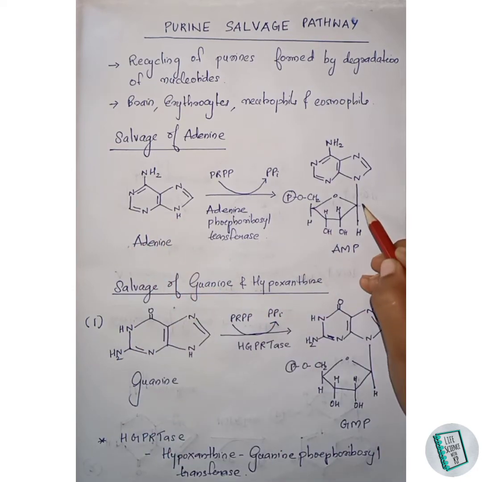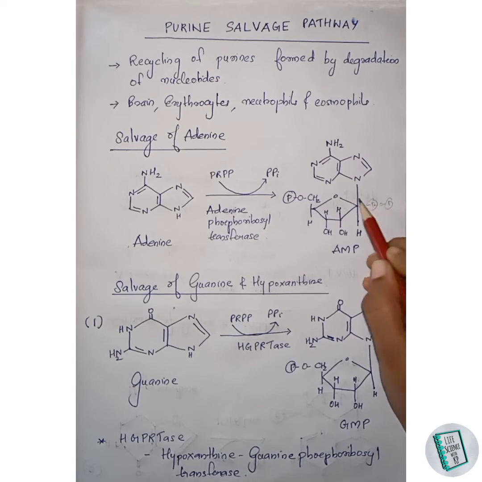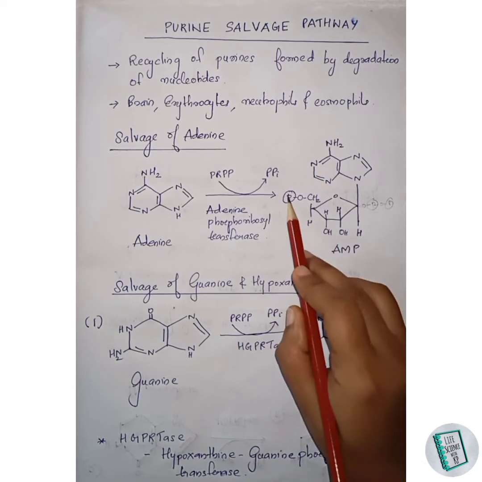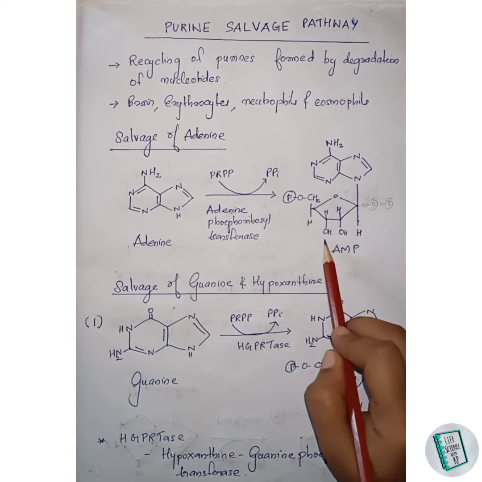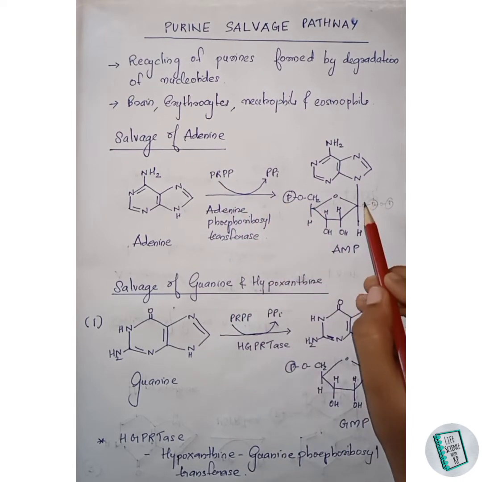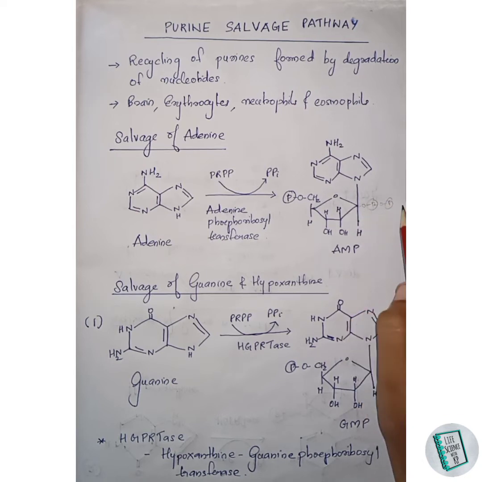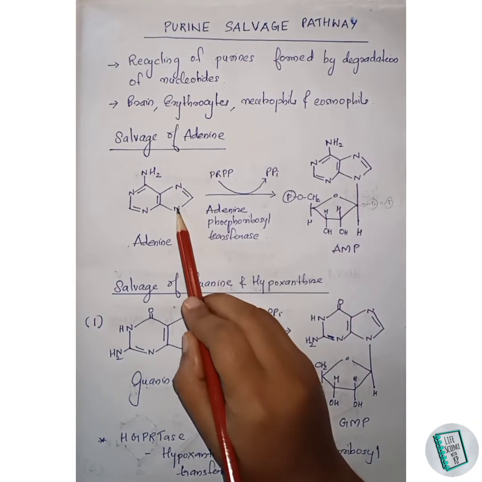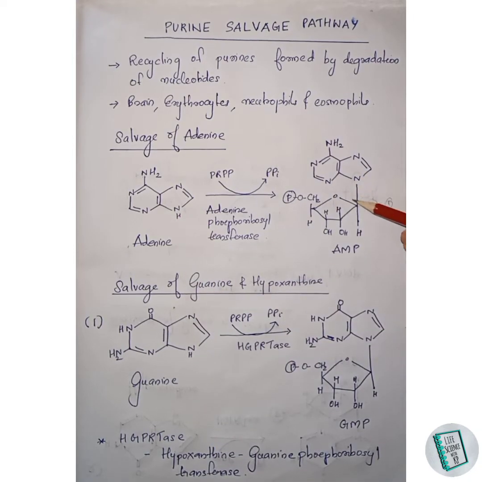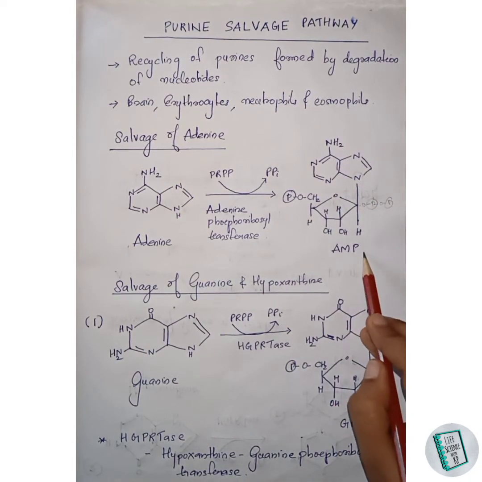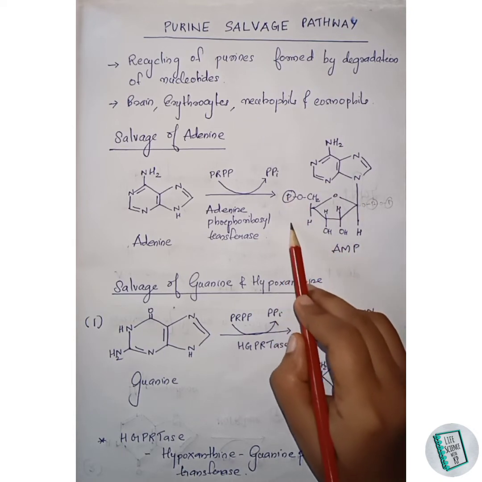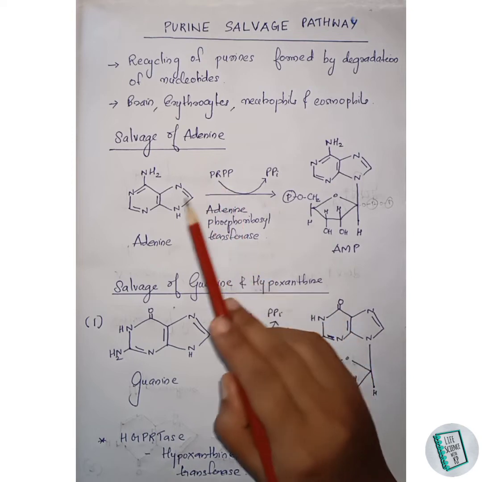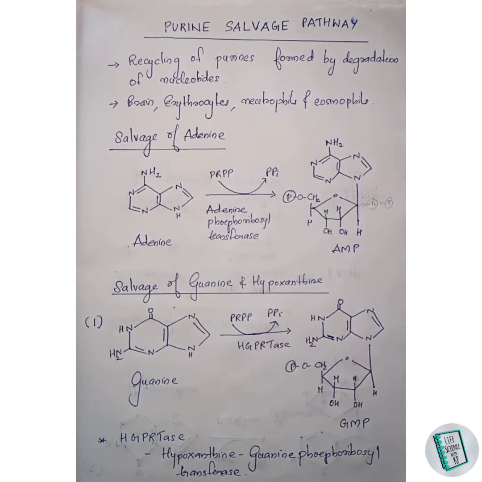So if you look here, if you just forget this structure and just look at this, this is the PRPP molecule. This PRPP comes and leaves its phosphate group, and joins with its first carbon to this nitrogen of adenine and forms this bond here. This AMP is formed, that is, this much ribosyl group is donated by PRPP to this adenine to form AMP. So this reaction takes place in the presence of the enzyme adenine phosphoribosyl transferase. So this is the salvage of adenine.